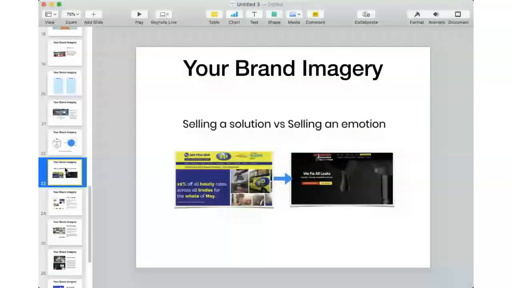So let's move to the next thing. Selling a solution versus selling an emotion. I don't know how well you can see this. I had to use somebody else's image here because I couldn't find one. But you see the leaky faucet right here? See that faucet dripping? Tell me if that's easy for you to see. Well, I know it's not easy for you to see, but do you see it?